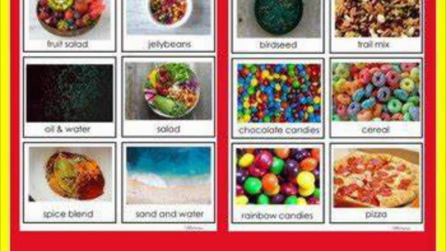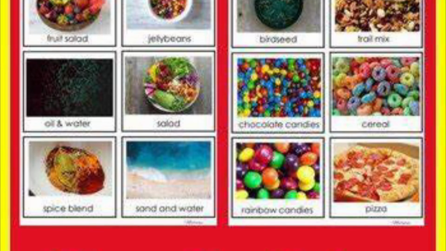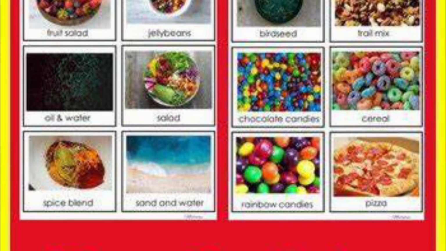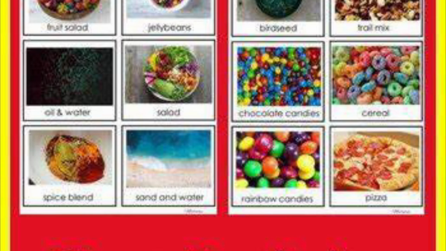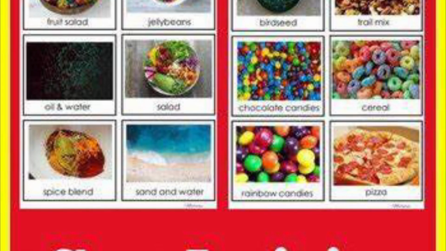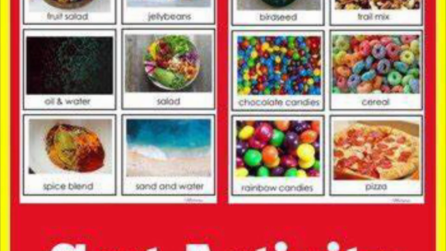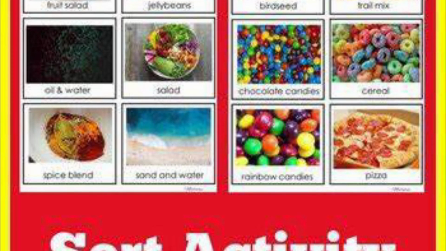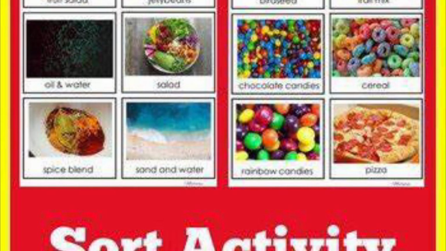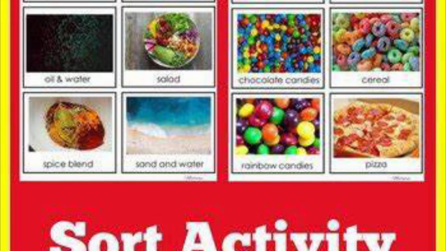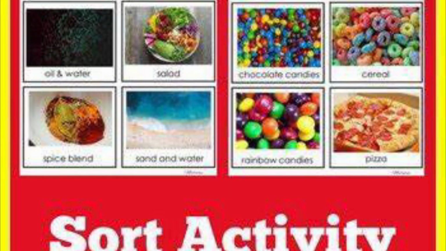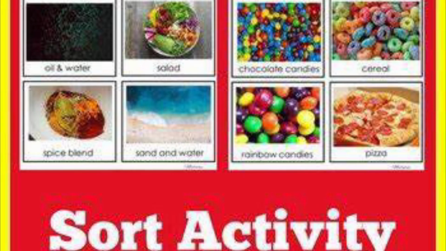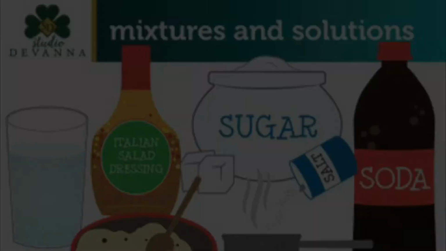You can separate a solution of salt and water by heating the solution until the water has all boiled away. You will be left with salt crystals. You can separate the water and alcohol in wine or beer by fractional distillation. Alcohol boils at a lower temperature than water.